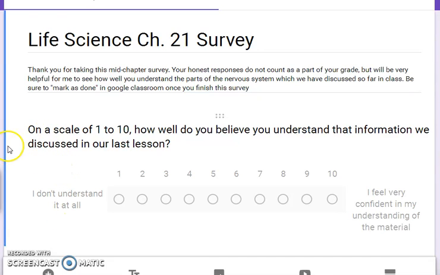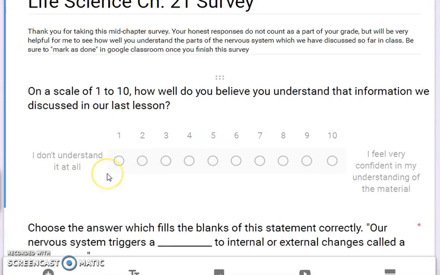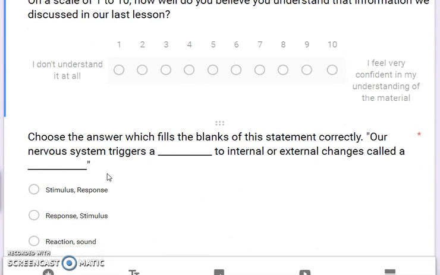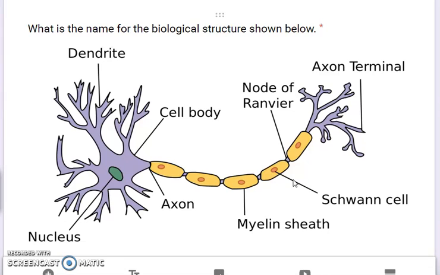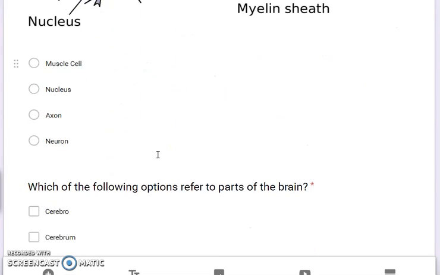I can check number 1 here to see how well they understand. I can also look at some more rote knowledge to see if they really do understand quickly. Items like this can be returned with very quick feedback. In this case, I'm looking for: our nervous system triggers a stimulus to internal or external changes. So we're looking at a stimulus and response cycle. Also, I can look at some more rote knowledge. What's the name for the biological structure here? Well, this is a neuron. So I can see if they understand what a neuron really is.